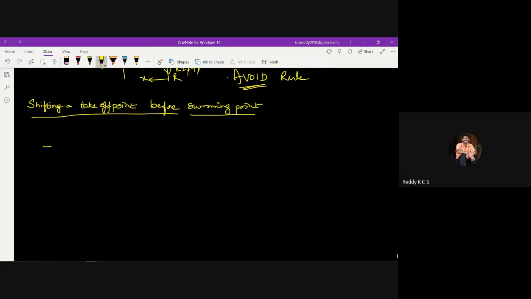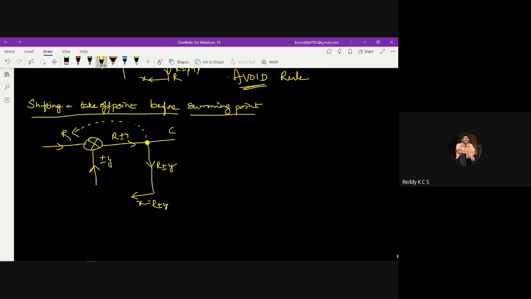It means that I have a signal R like this, and one more like this, with its own feedback signal as plus or minus Y. I have a takeoff signal here, say X, and it has the value C equal to R plus R minus Y. So here also R plus R minus Y will be taken for feedback. So X is R plus R minus Y. Now I want to shift it over a summing point. It's not over a block, it is over a summing point.